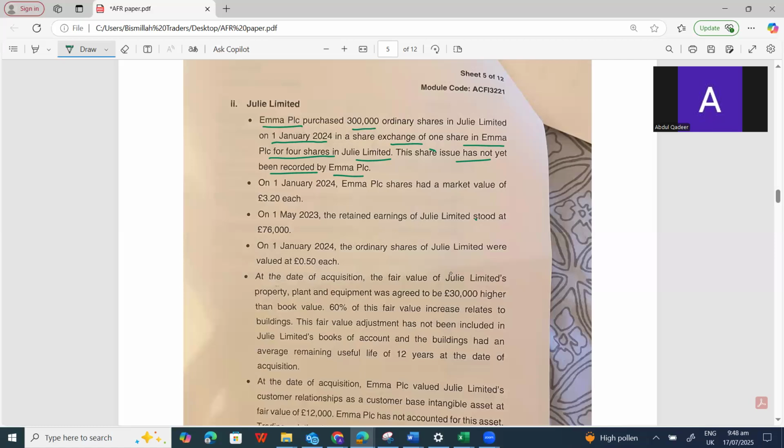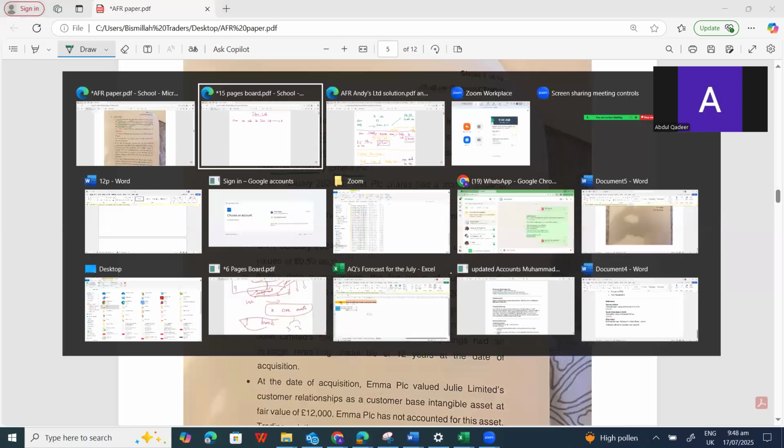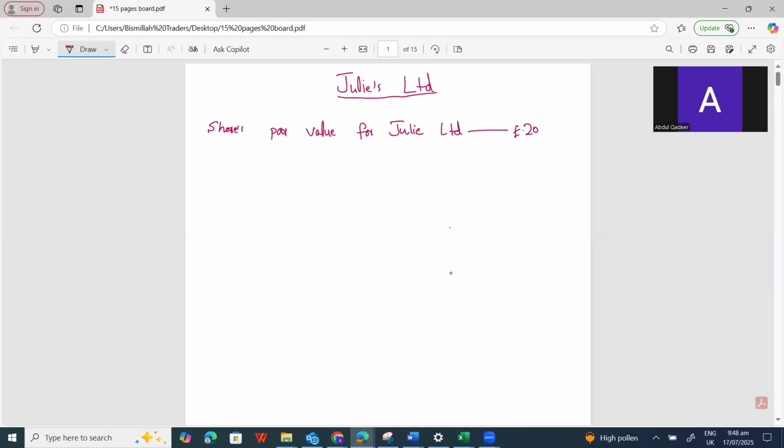Right now we know that Emma Public Limited Company purchased 300,000 shares at this date, and we are going to move toward our working sheet. First of all, what you have to mention, the most important thing, is the group structure. First working should be the group structure. You have to understand the relationship of the company that we are acquiring with the parent. Then you can solve the other parts of the question.